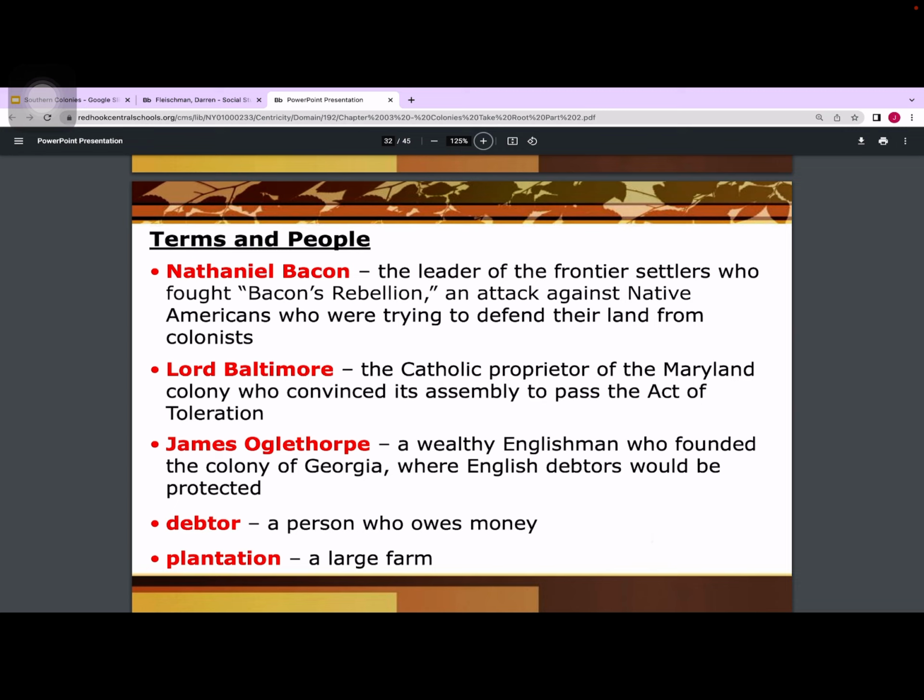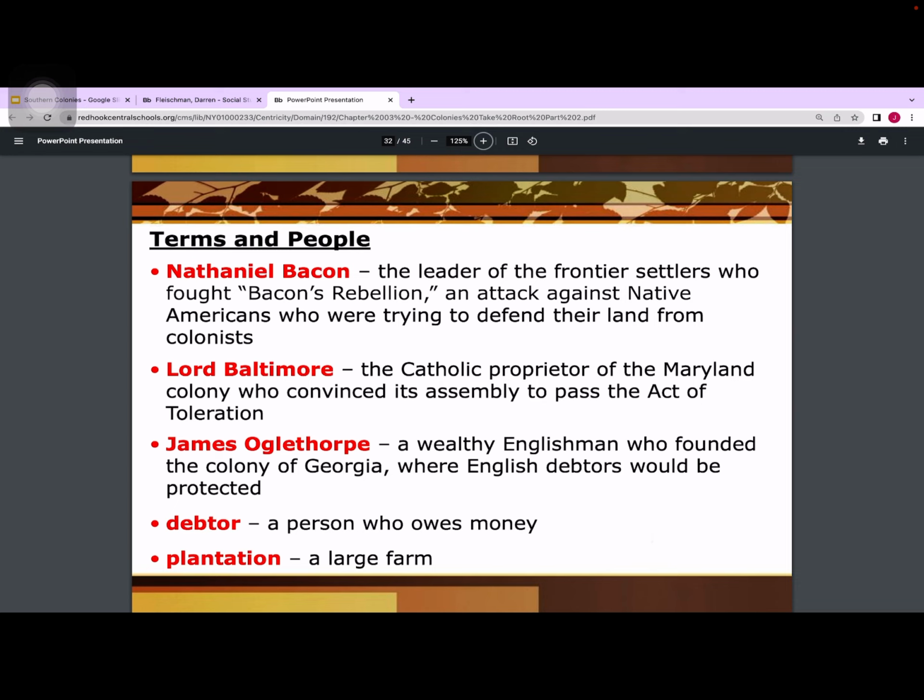We talked about the word debtor, it's someone who owes money. The state of Georgia was originally founded by people who owed money, right? People who owed money went to Georgia and lived their life there and kind of erased those debts, right?